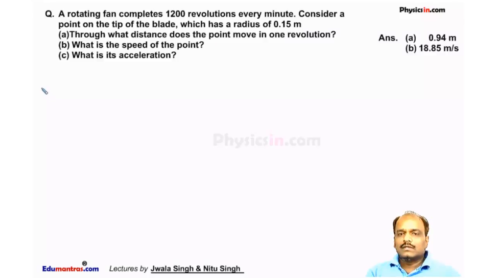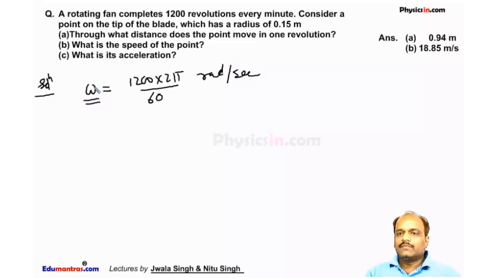So we can say omega of this fan is 1200 into 2 pi radian per minute, which means divided by 60. Omega is 1200 into 2 pi by 60 radian per second. This is the angular velocity of the fan. Consider a point on the blade of radius 0.15.